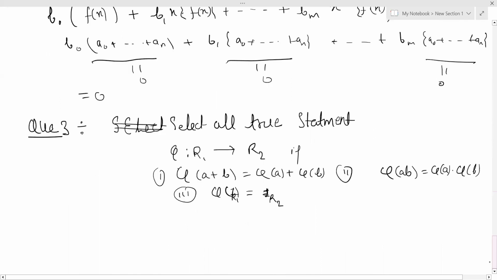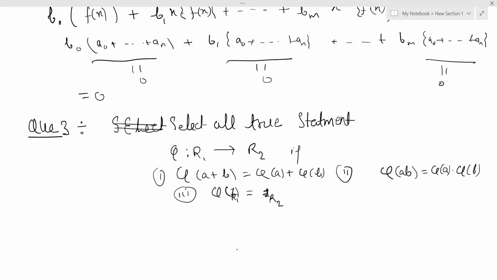So this is the definition of a ring homomorphism. It is a function from R1 to R2 such that it is additive and multiplicative and goes unit to unit, identity goes to identity. Okay, so let's go to this question.